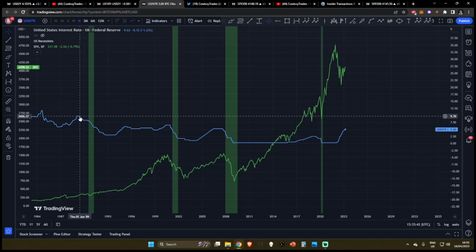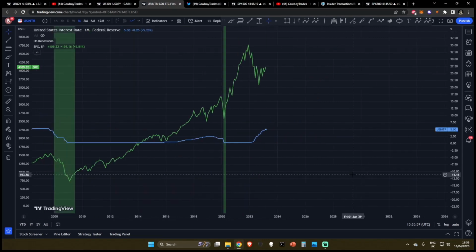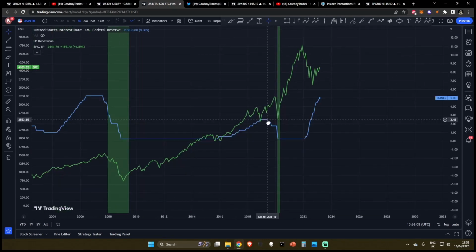Over here, you can see interest rates were cut in 89. We had a recession in 90. Over here, interest rates were cut coming into the year 2000. We had a recession in 2001. Over here, you can see the interest rates were cut in 2007. We had a recession late 2007 coming into 2008. Over here, you can see interest rates were cut in June of 2019. We had a recession in March of 2020.